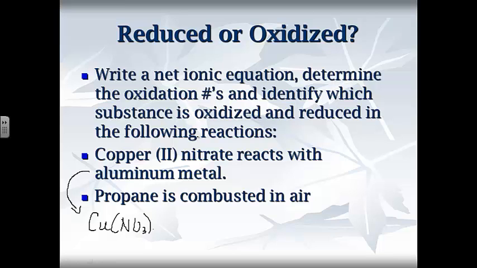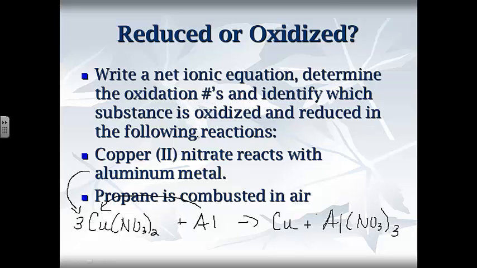Copper 2 nitrate is going to be Cu(NO3)2. We're going to react that with aluminum metal. Last time, all the ones we were predicting were double replacements. This is a single replacement, so the aluminum is going to kick out the copper. One of my products is going to be copper metal, and then the aluminum is going to take the place of the copper with the nitrate. So I'm going to have aluminum nitrate. Aluminum has a 3+ charge, so it's going to be Al(NO3)3.